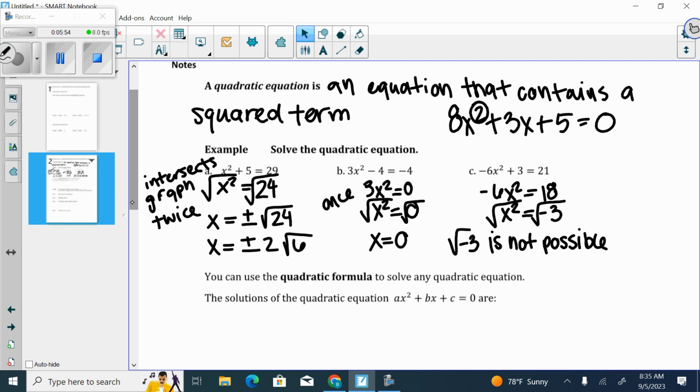But in this case, since we didn't come up with a real number solution, would this one intersect our x-axis at all? No. It would still be a parabola, it just means it never touches the x-axis. It's either above the x-axis or below it, it just never touches it. So it would not cross the x-axis or doesn't intersect.